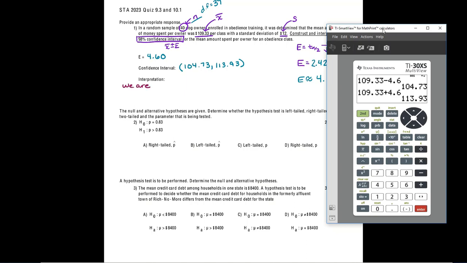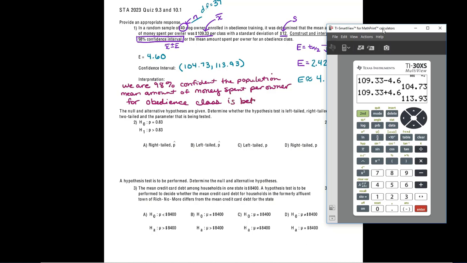Our interpretation: we are 98% confident the population mean amount of money spent per owner for obedience class is between $104.73 and $113.93.